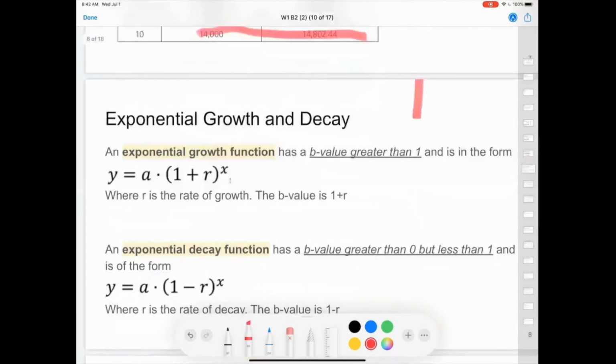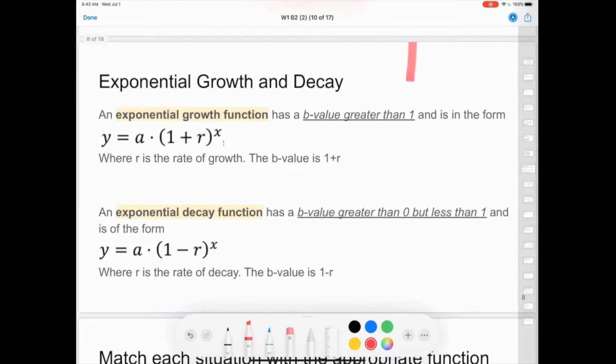So let's move on. We're going to get into some examples in a little bit. I kind of just want to throw the formulas at you. We have two more formulas. They're actually not too bad to remember. The only difference is one has a plus in the middle, the other one has a minus, and it's kind of self-explanatory. The first one is an exponential growth function.